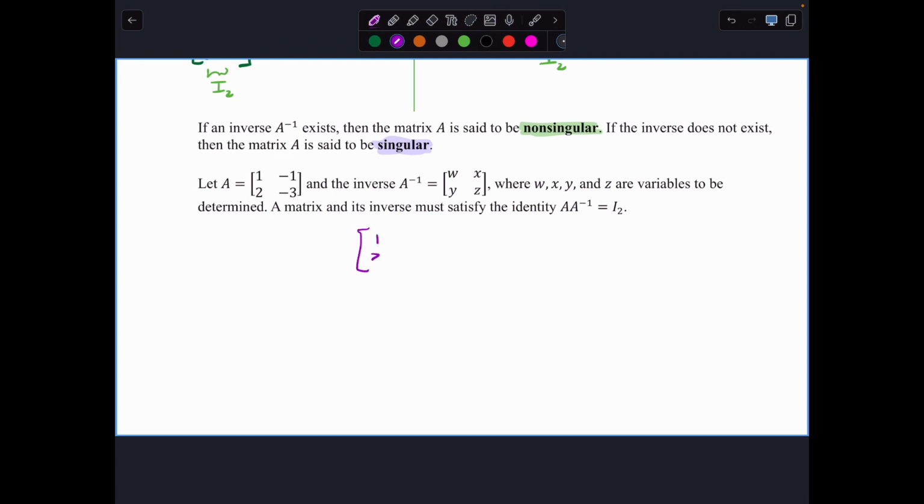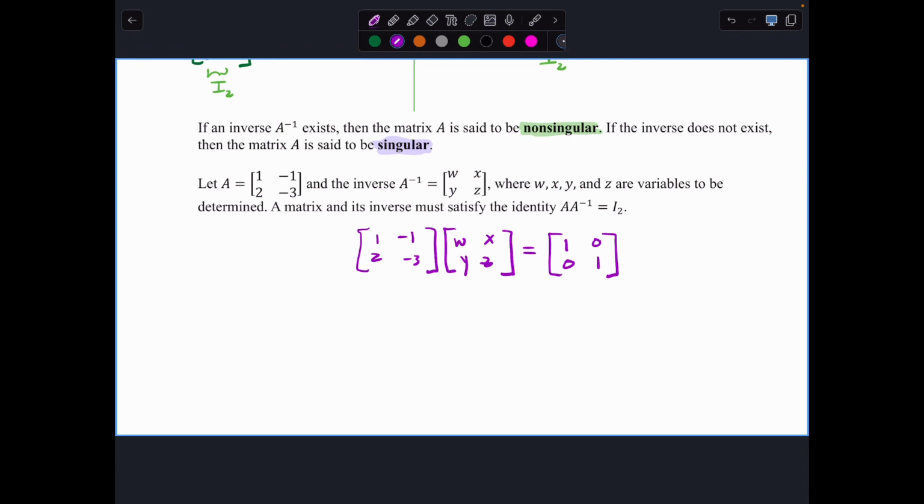We have [1, 2, -1, -3] times this matrix is equal to [1, 0, 0, 1]. We're like, okay, well, what do we know? We know how to multiply matrices at this point. We have that in our toolbox. So why don't we multiply out the left-hand side? Because at this point, you could try and solve for W, X, Y, and Z using inspection.